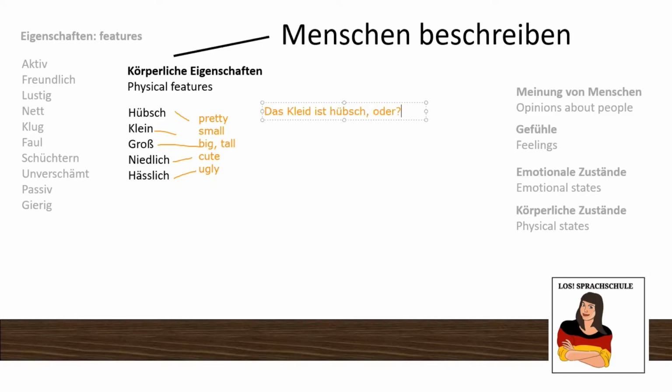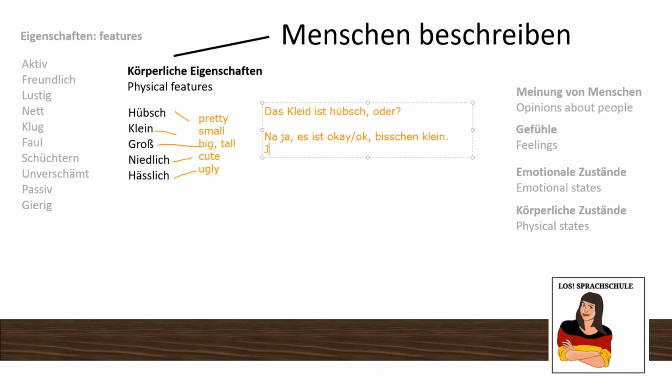The dress is pretty, isn't it? Na ja, well, es ist okay, it's okay. Same concept. Okay is also an adjective. Es ist okay or okay. Bisschen klein. Well, it's okay, a bit small.